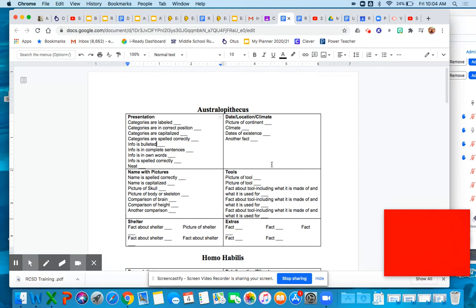Okay. So for tools, you're going to need a picture of the tool as well as a fact about the tool. You're going to need the climate, the picture of the continent that they lived on, and their dates of existence, both the first date and the last date. So when they first came to be and then when they became extinct. All of this right here, guys, is what you are going to need to get full credit for your assignment.